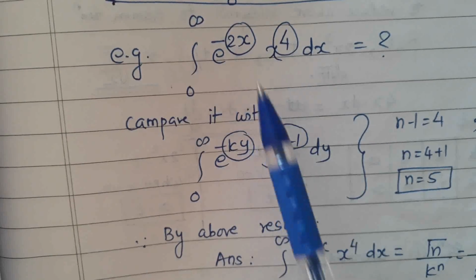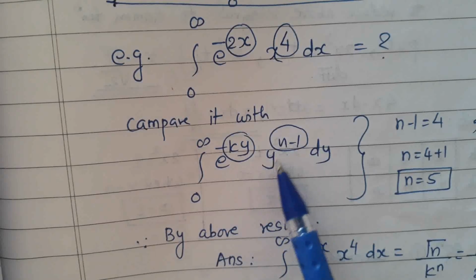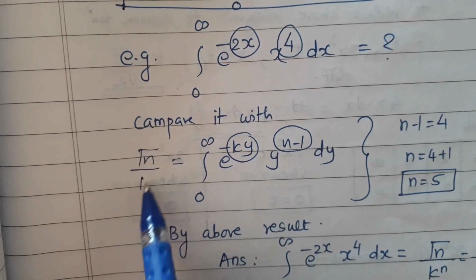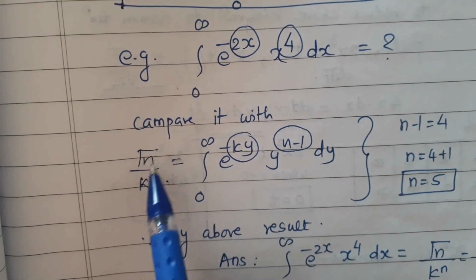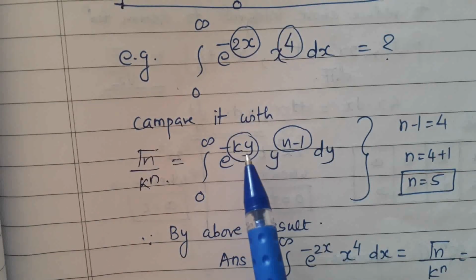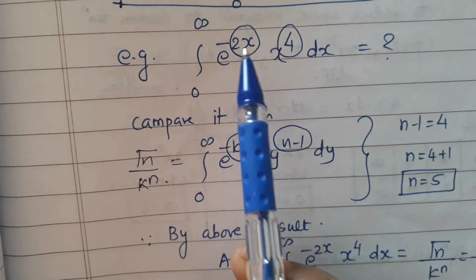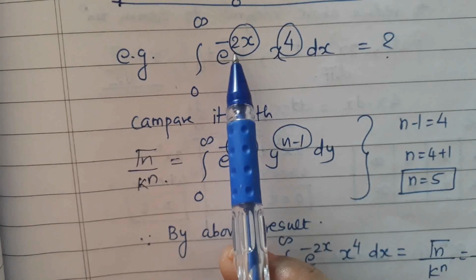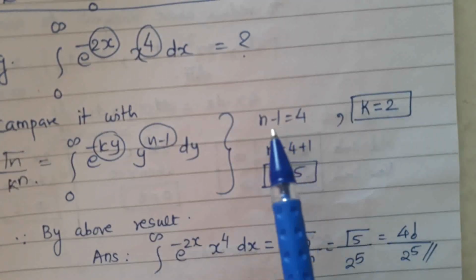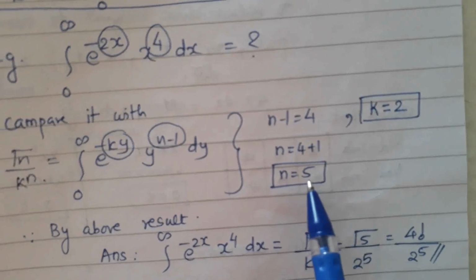Now if you compare this integral with the result, we know that the integral 0 to infinity e raised to minus ky, y raised to n minus 1 dy is equal to gamma n upon k raised to n. So we need to find the value of n as well as the value of k. Variables are immaterial in a definite integral, so instead of x, y is there. So what is the value of k? k is equal to 2, and comparing, n minus 1 is equal to 4. So n is equal to 4 plus 1, n is equal to 5.